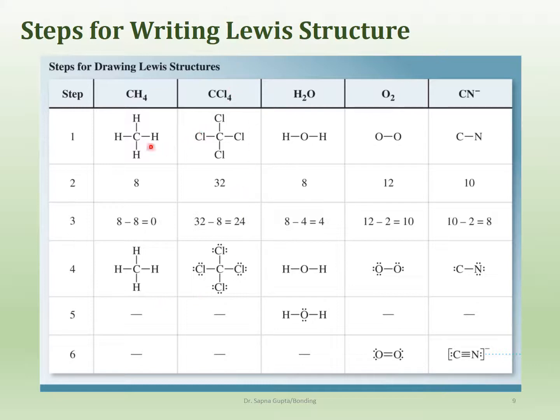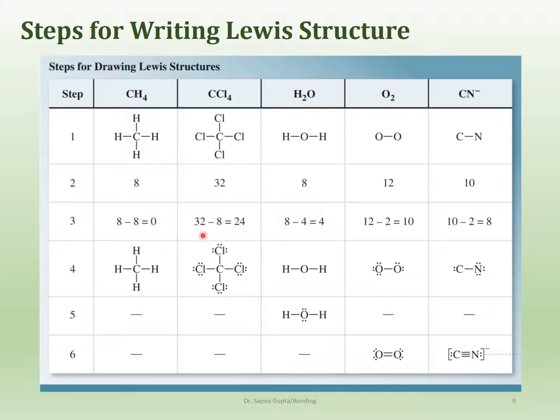CCl4. Now CH4 and CCl4 are kind of similar, because you have 4 atoms here also with carbon. If there was just hydrogen before, now you have chlorine. So again, start with the compact structure. Chlorine is more electronegative than carbon, so carbon goes in the middle. Now the total number of valence electrons is a lot more. Why? Because chlorine has 7 electrons and carbon has 4. So 7 times 4 is 28, plus 4 is 32. That's the total number of valence electrons.